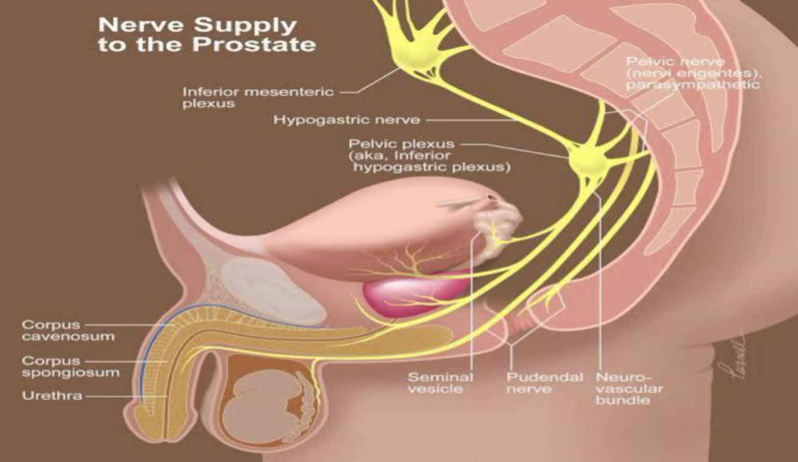This picture is showing the nerve supply to the prostate. As you can see, there is both sympathetic, parasympathetic and sensory innervation via the inferior hypogastric plexus to the prostate gland, which can be seen in this picture.